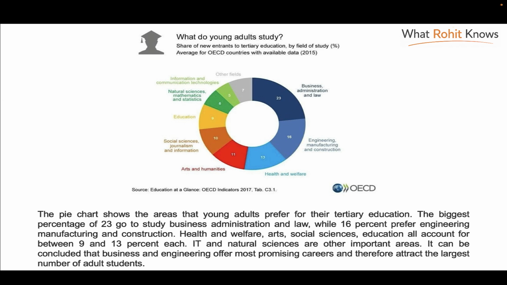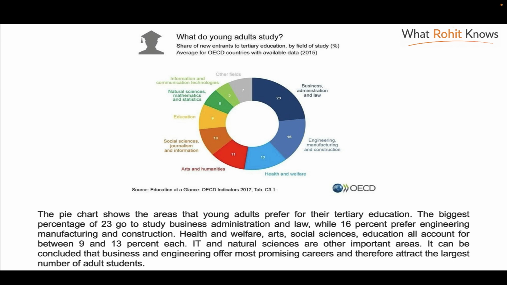So here we have made a conclusion by seeing that the largest number go to study business, administration, and law. We concluded that business and engineering, which attract most students, probably offer the most promising careers. So we concluded, and that's a good conclusion. Otherwise, you can say that it can be concluded that administration and law is the most popular field of study for young adults in OECD countries. So you can see the conclusion is basically, again, you summarize the overall idea, and if possible, you try to make it specific.